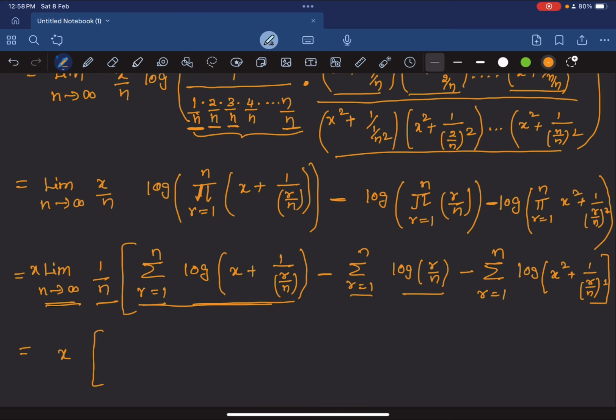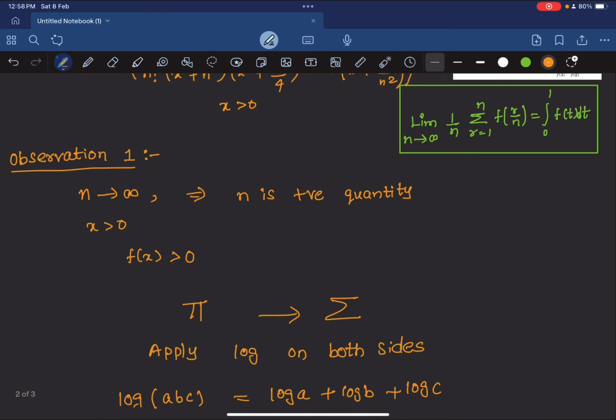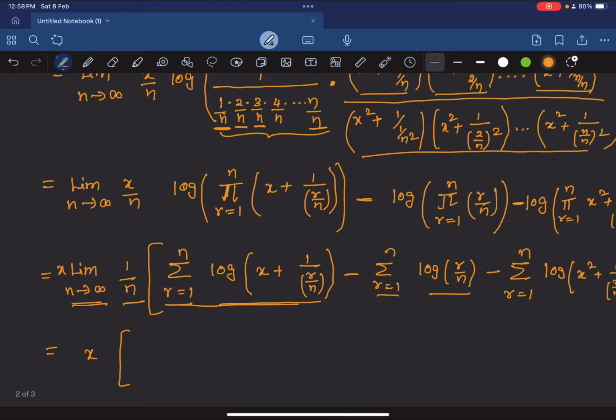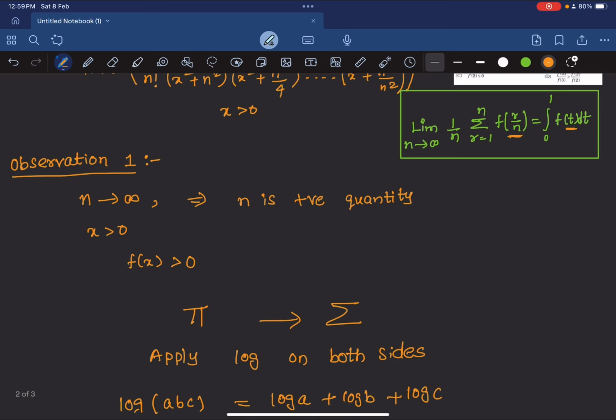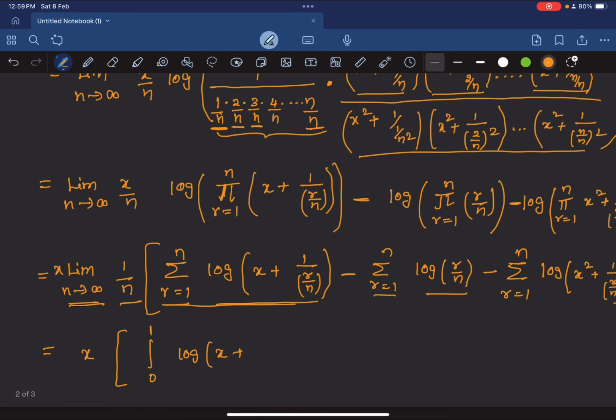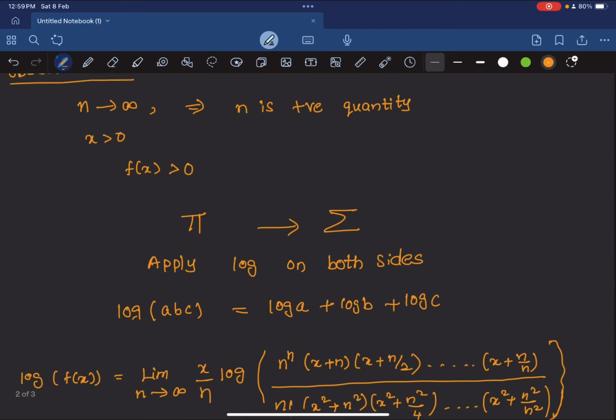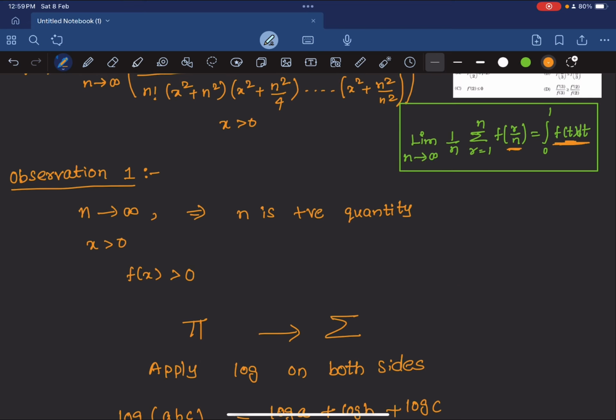for the first term, if you apply this particular formula, it will be integral 0 to 1 log of x plus 1 by t dt, wherever you have r upon n, you have to put t. Since we have x here already given in the question, we are using t as the variable in the integration.